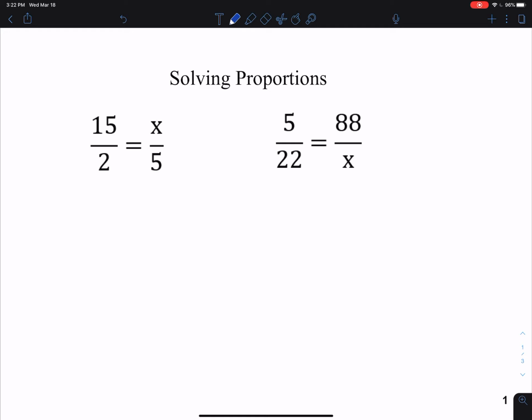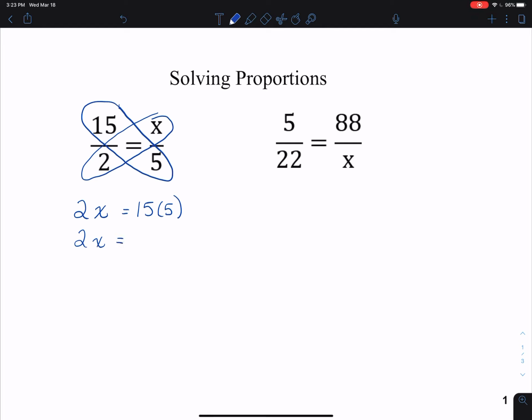If we look at an example like 15 halves equals x over 5, when we're trying to solve proportions, we cross multiply, so we multiply on the diagonals. It does not matter which diagonal you start with. So I'm going to start with whatever has the variable. So I'm going to do 2 times x first. That gives me 2x. Then I bring my equals, and I'm going to cross multiply on that other diagonal. So I'm really saying 2x equals 15 times 5. Now 15 times 5 is just multiplication. When I multiply, that gives me 75.